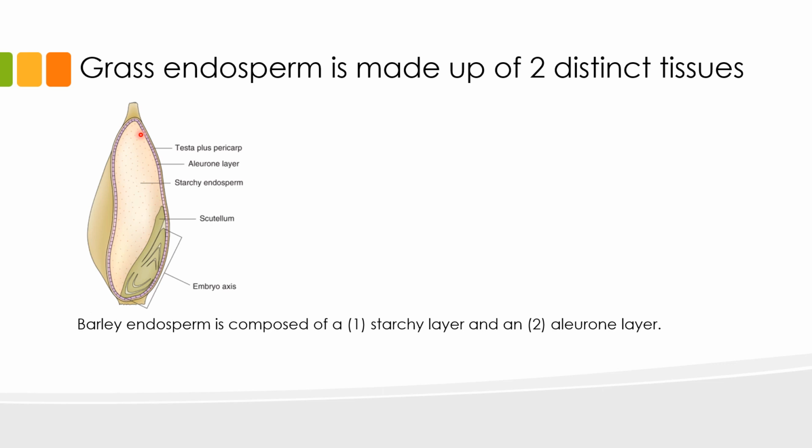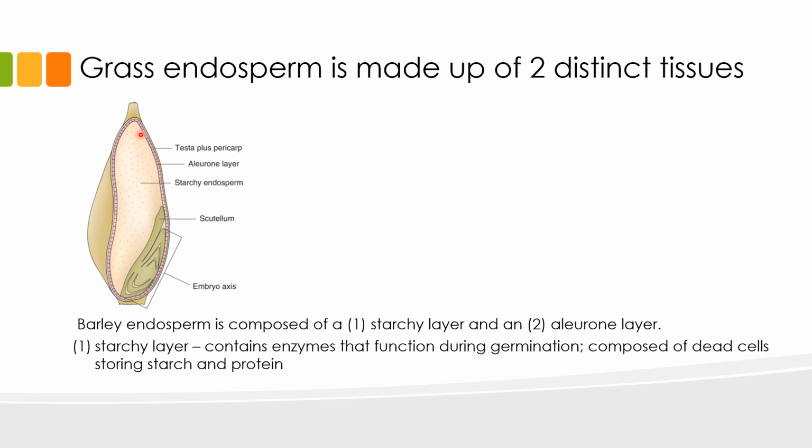The cells of the starchy endosperm are dead mature cells, although they contain enzymes that function during germination. Aside from starch, these cells also store proteins. Besides the starchy endosperm, we also have an aleurone layer, which is the pink outline surrounding our starchy endosperm.